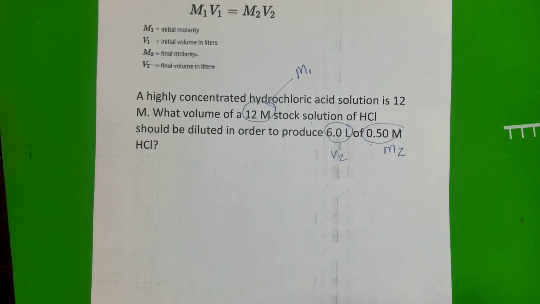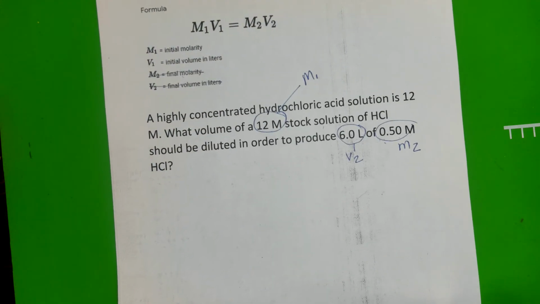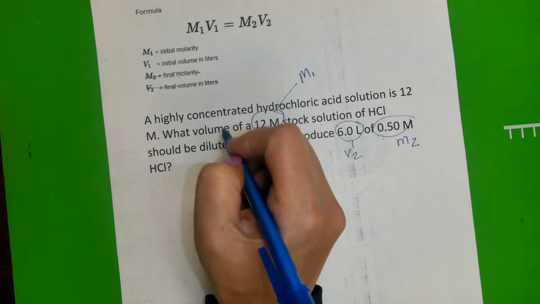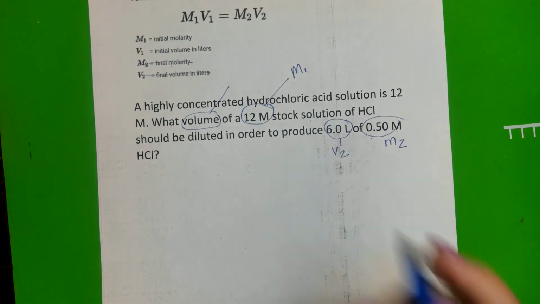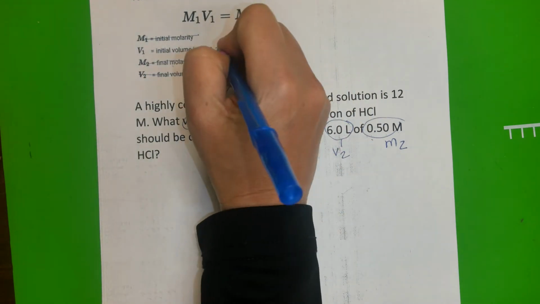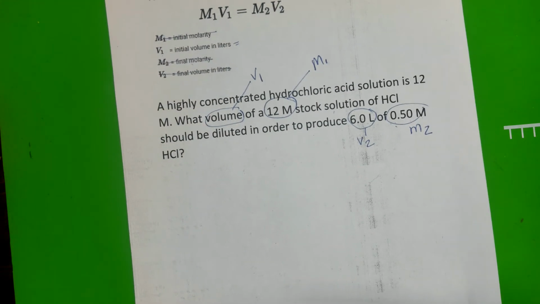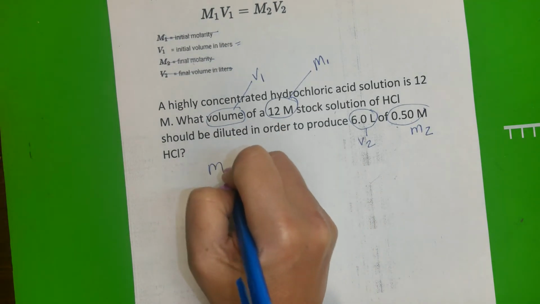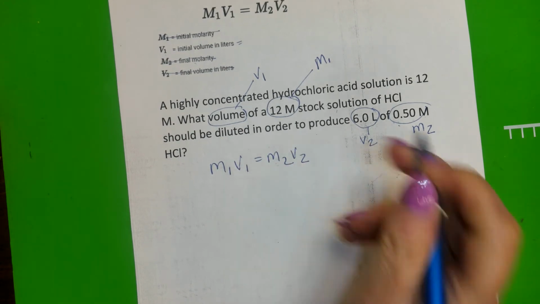Okay, so now we're going to go ahead and isolate it. We need to find out the volume. The volume is what we're trying to solve, V1. So V1 is your unknown. That's the one we have to have by itself. So let's go ahead and isolate that first. M1 V1 equals M2 V2.